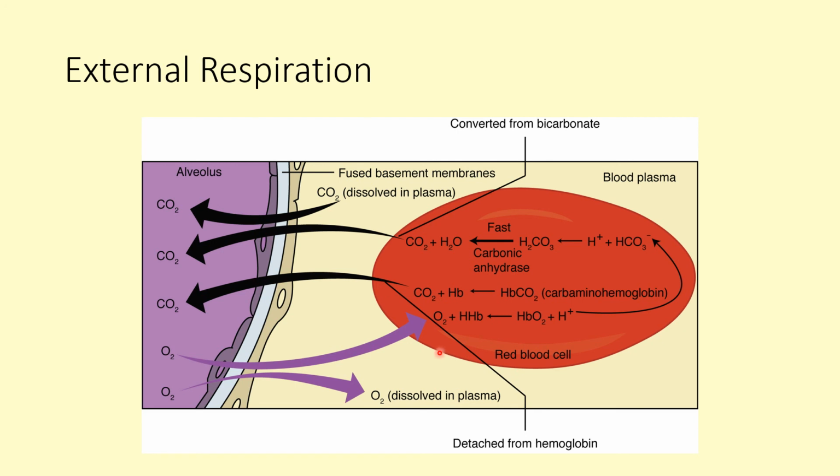Some of the CO2 is dissolved in the plasma, so it's going to flow out from the blood into the alveoli, because remember this is external, so it's at the alveoli. Some of it is bound to the hemoglobin in what we call carbaminohemoglobin, and it will detach and flow into the alveoli. The majority of the carbon dioxide in the blood is going to be carried in the form of bicarbonate. This right here is bicarbonate. This is just carbonic acid. This is carbonate. And so that's the way most of the CO2 is carried. Most of the oxygen will be carried on the hemoglobin.